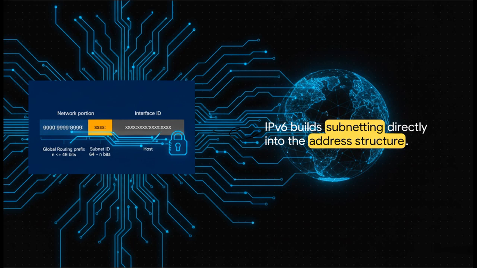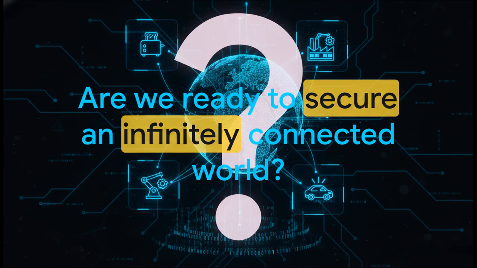hide behind a router. So, we've mapped the incredible journey of the IP address, from its micro-level binary code all the way to the macro-level global network, and even peered into the dawn of the IPv6 era. But honestly, this evolution leaves us with a pretty critical, provocative question. When every grain of sand, every smart toaster, factory sensor, and autonomous car has its own globally unique direct IP address, are we truly ready to manage and secure an infinitely connected world? It is going to be a fascinating challenge for the next generation of network engineering.